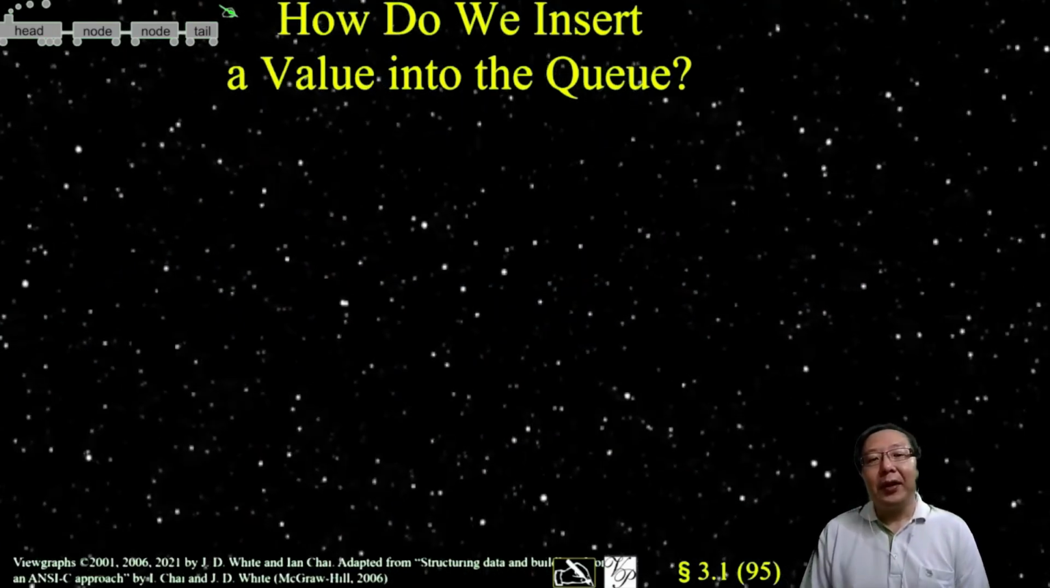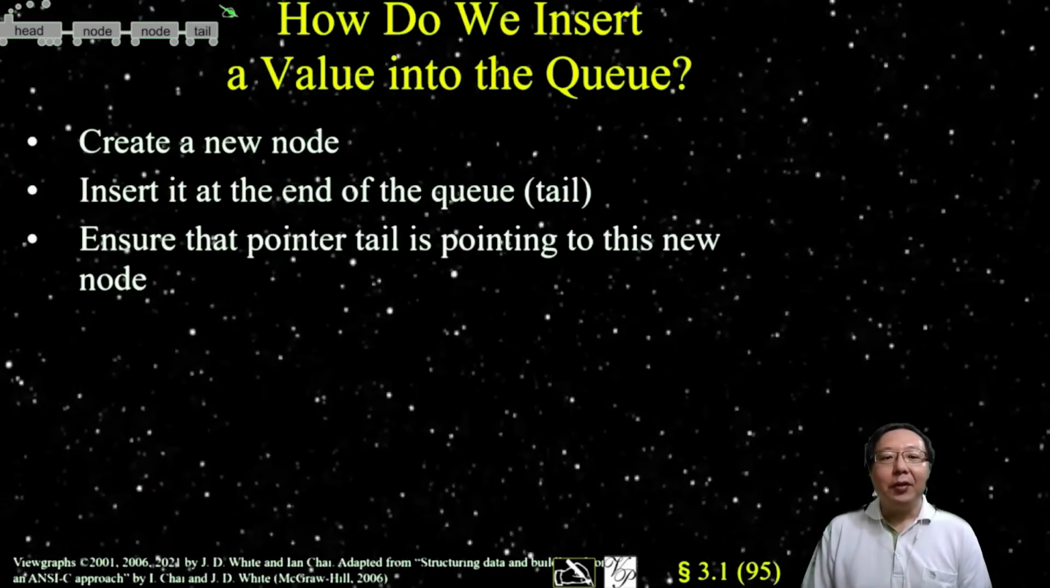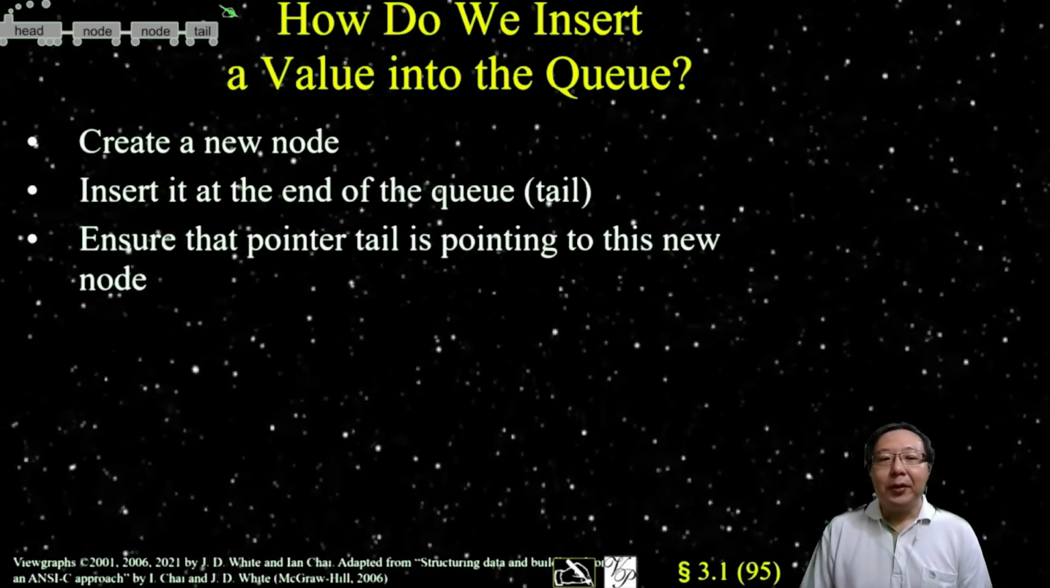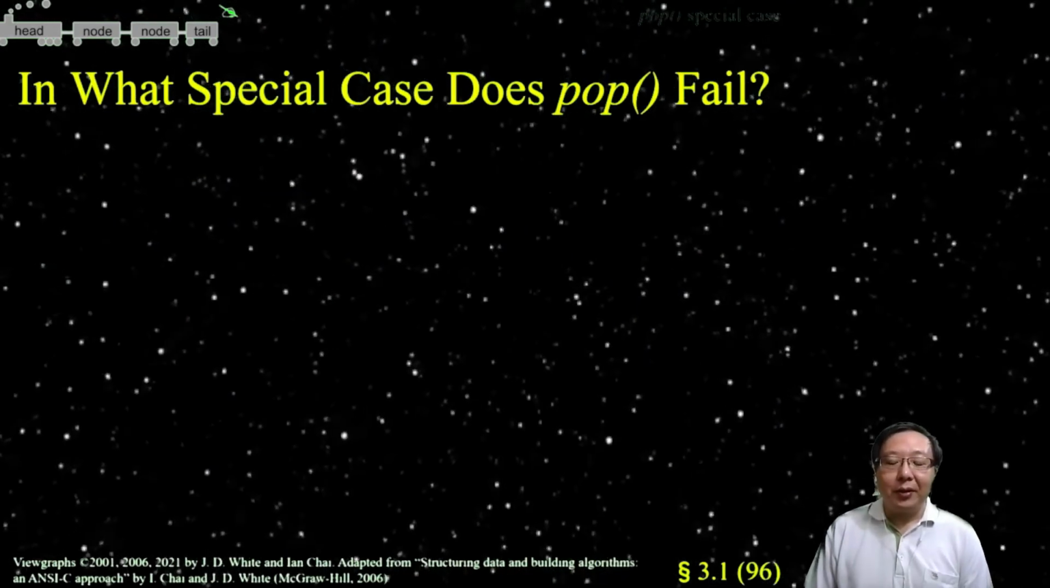How do we insert a value into the queue? We create a new node, insert it at the end of the queue, and ensure that the pointer tail is pointing to this new node. This is so that we can reach back into the node.